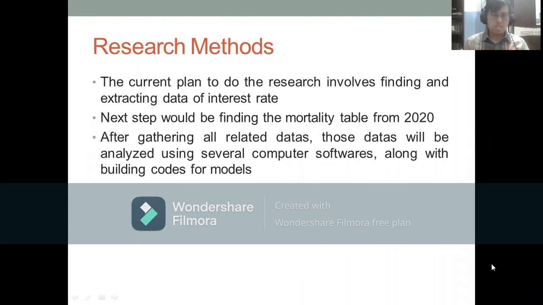To do this research, the current plan is finding and extracting data of interest rate, then I will find the mortality table from 2020. After gathering all related data, those data will be analyzed using several computer software along with building codes for models.